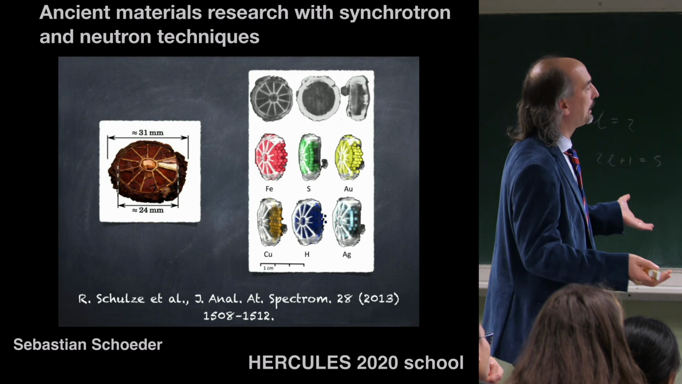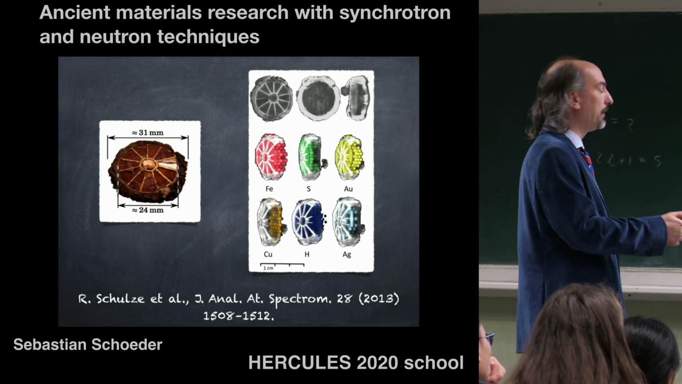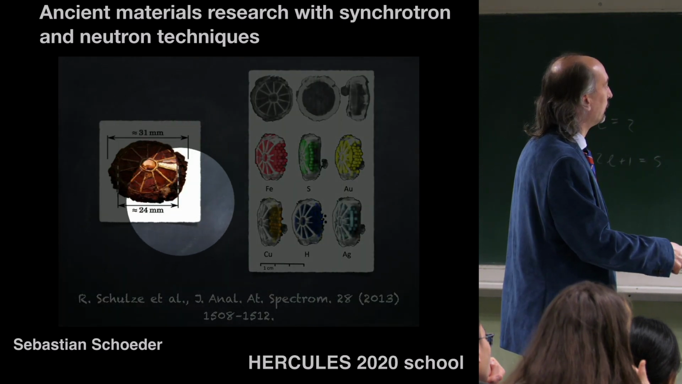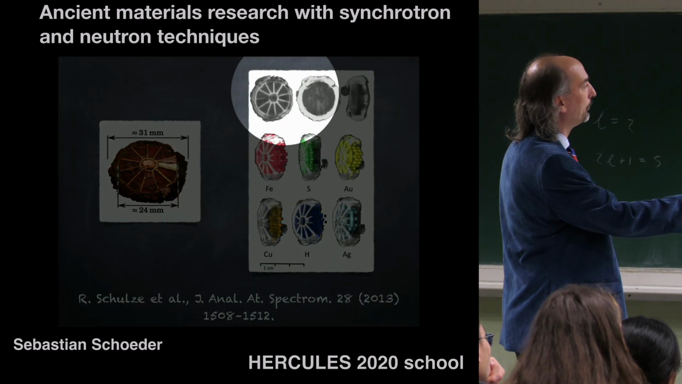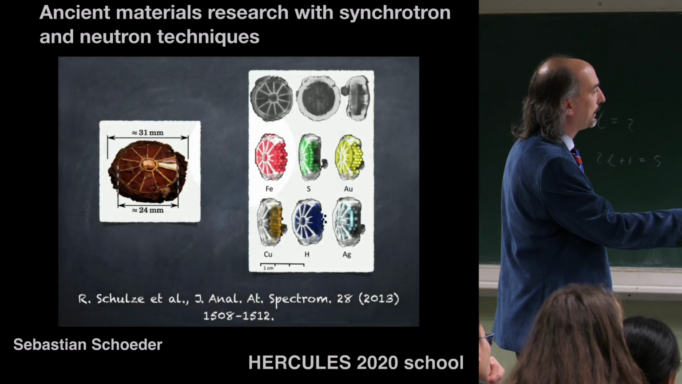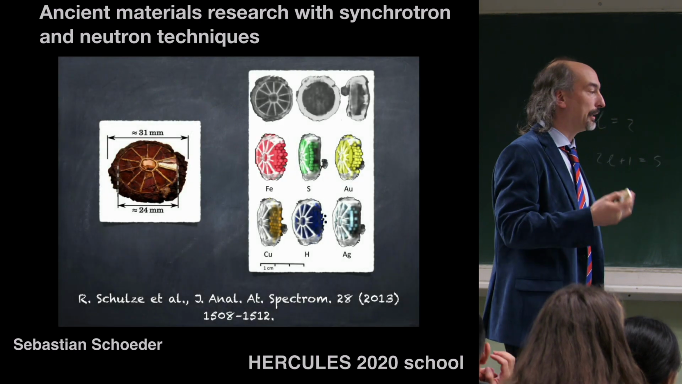And here's an example that has been measured by this technique. It's a medieval brooch. You can see it's comparably large. And you can see here a neutron tomogram that has been done of the brooch. And then you can see here the different elemental compositions.